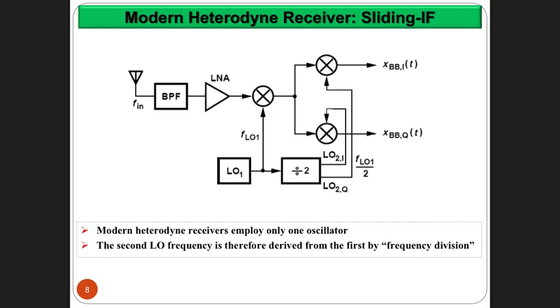Does that mean that for a given input frequency, we have one LO, that when divided by 2, will give us the other? Yeah, which means that you have to select this local oscillator accordingly.